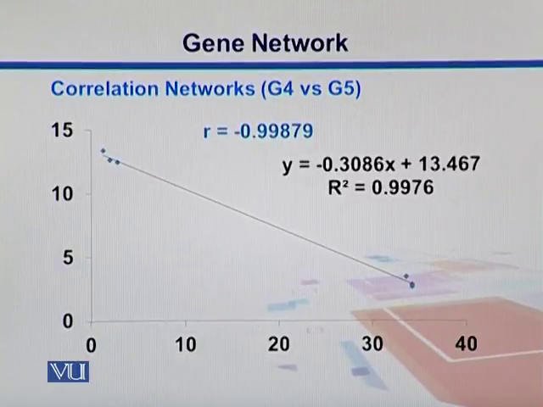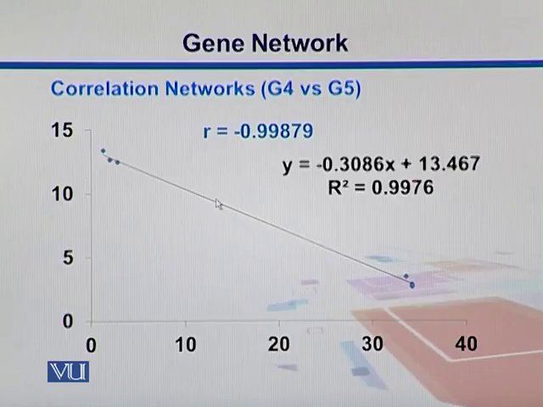In this course, we will only take these correlation networks. So for example, in our data set, we have gene 4 and 5. If we plot their expressions against one another, we can fit a line on them. That line shows that the expression of one gene is increasing while the expression of the other gene is decreasing. So there is a kind of negative correlation between these two.